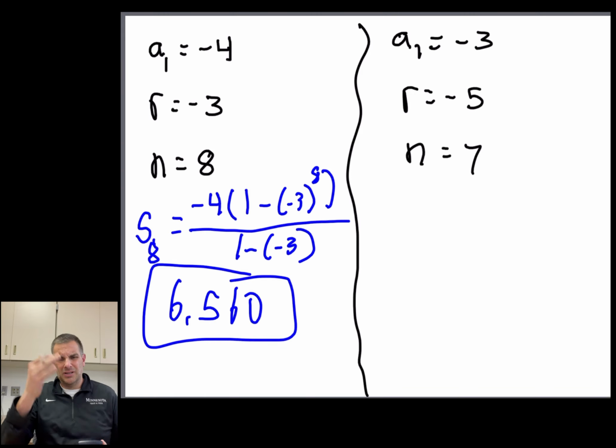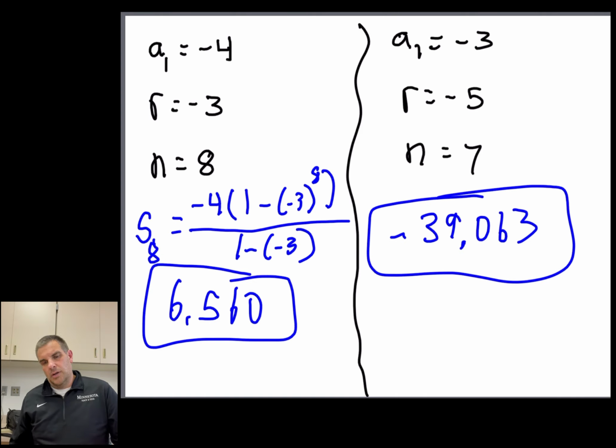Okay, straightforward, that one. If you want to do the second one real quick, you can. I'm not even going to show you how to do it. I'll just throw the answer up there to make sure you got what you need. You should have gotten negative 39,063, I believe. So that's finding the sum of this certain sequence.